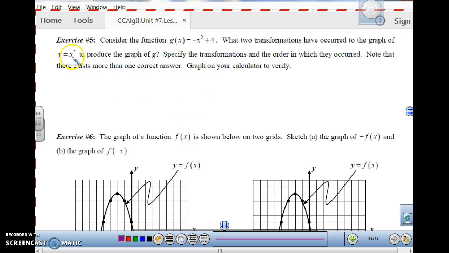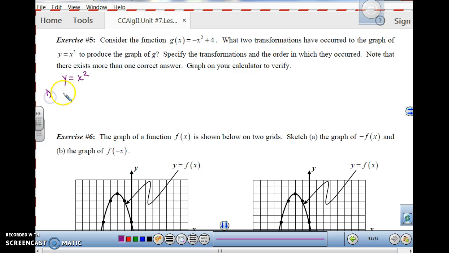Okay, so we are going to take y equals x squared and we want to turn it into negative x squared plus 4. So what transformation could have happened? All right, y equals x squared. Well, this becomes negative x squared. What does negative x squared do? Well, what happened to that? We negated the function, correct?